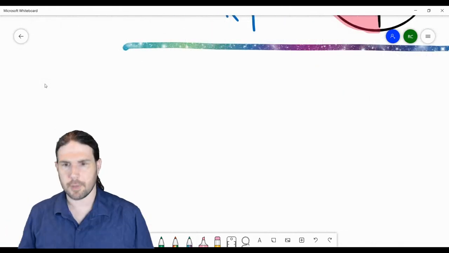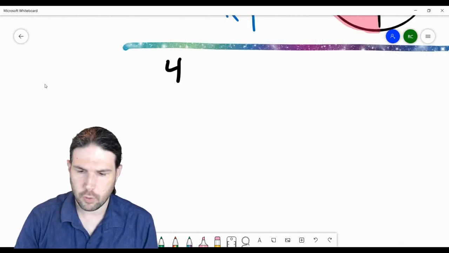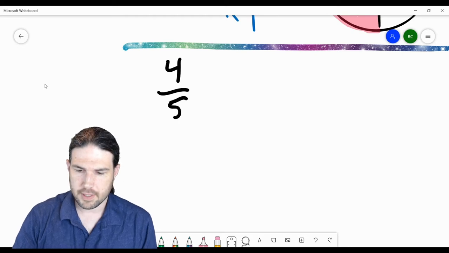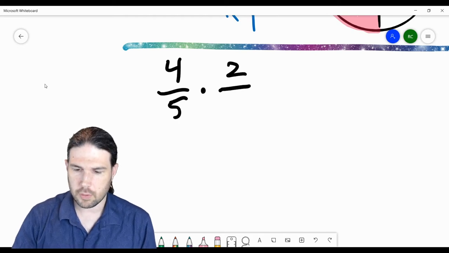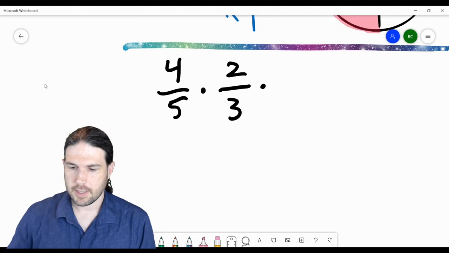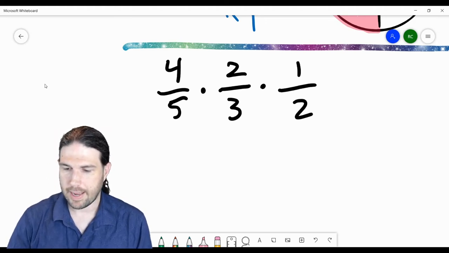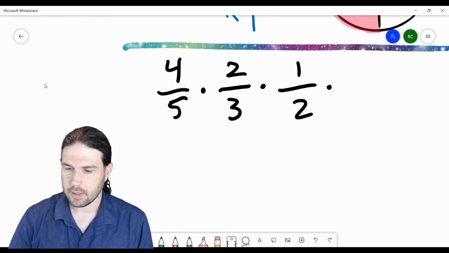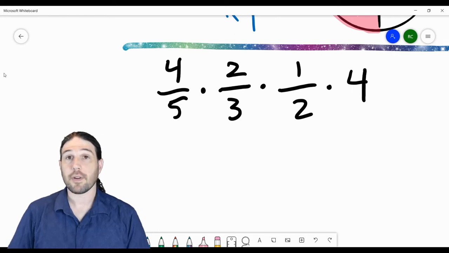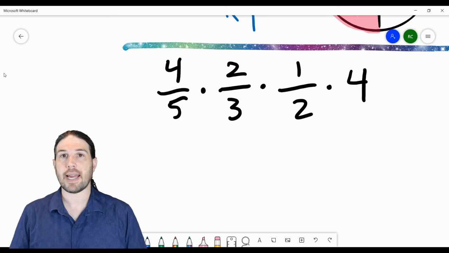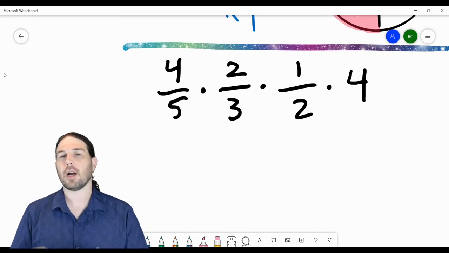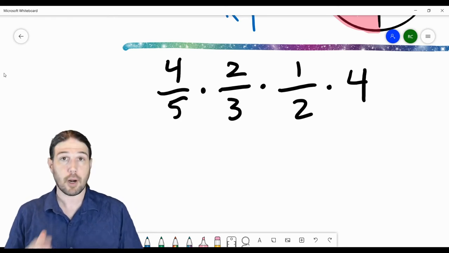Okay, so let's put a couple of random fractions down. Let's say 4/5 times 2/3 times, I don't know, 1/2 times, let's just say 4. So we've got 4 fractions all multiplied together, but there are a couple of interesting properties here that we need to be aware of.